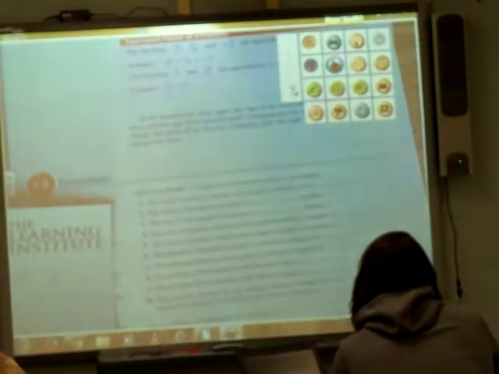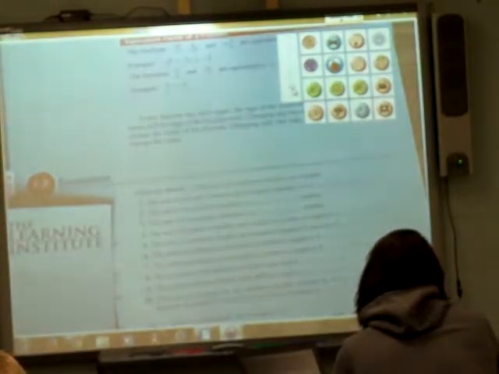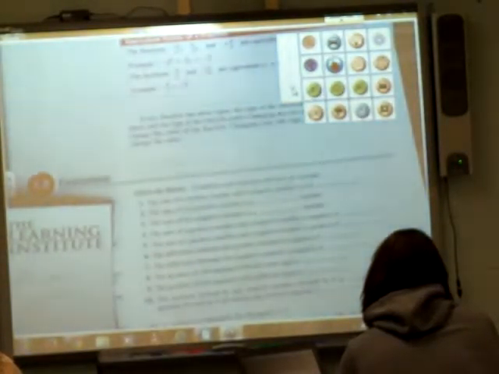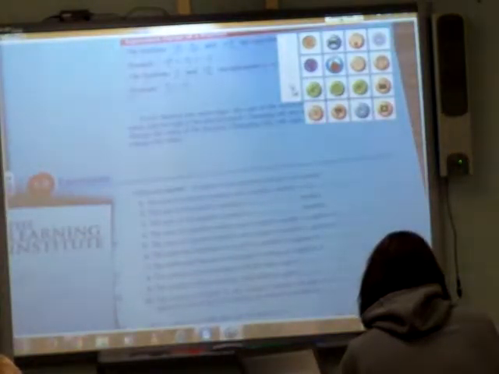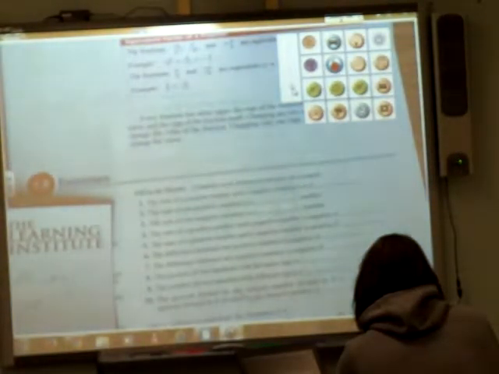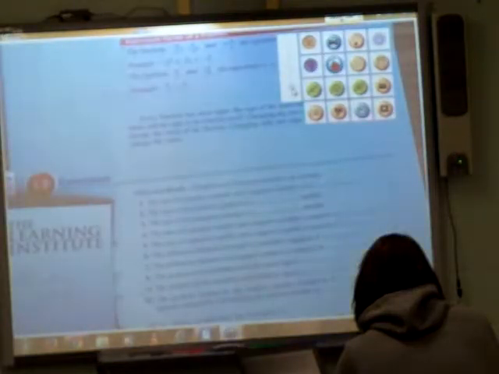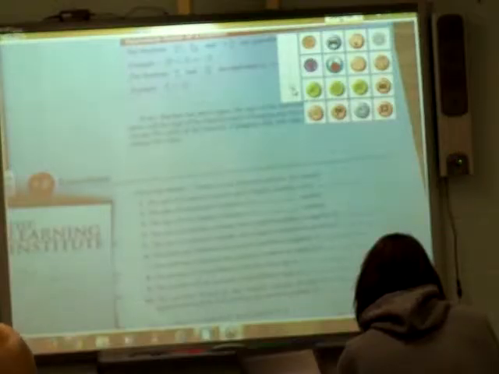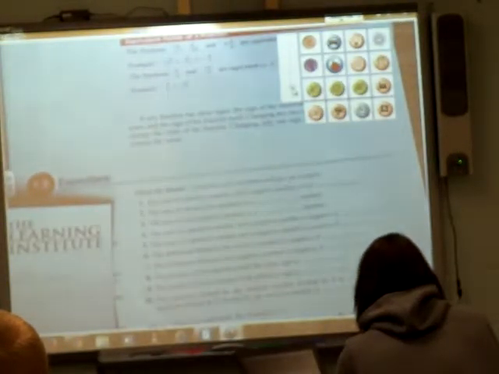Last three, we get our multiply and divide. Number eight says the product of two numbers with the same sign is. So we multiply with the same sign, what's our answer going to be? Number nine says different sign. The product of two numbers with different signs is what?